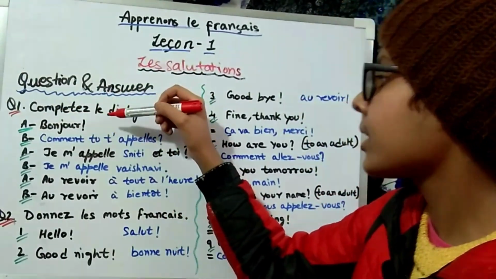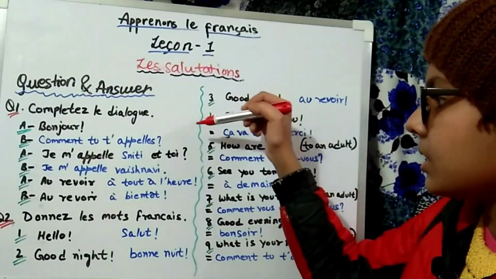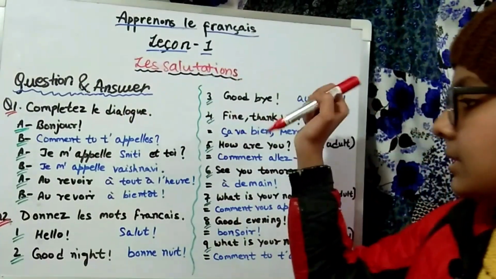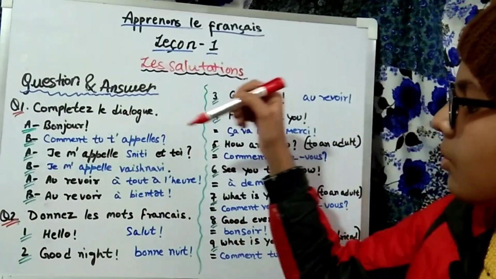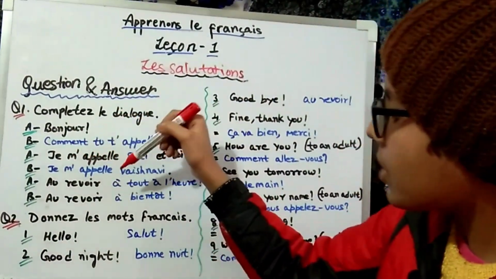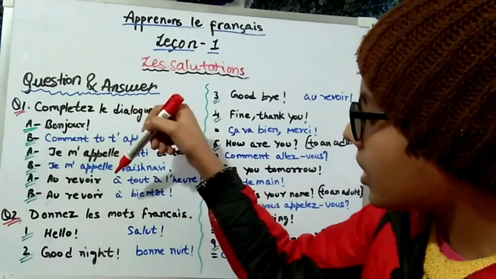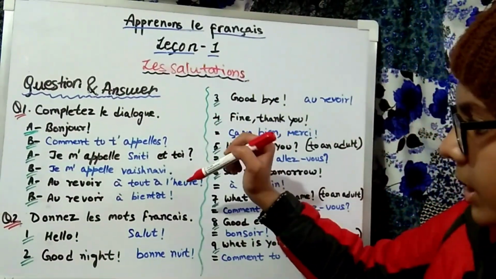A says bonjour, B replies comment tu t'appelles? Je m'appelle Sniti. Et toi, which means I am Sniti and you. So let B be my friend. Je m'appelle Vaishnavi. Au revoir, à tout à l'heure. Then B also replies au revoir, à bientôt. Now this was question number 1.